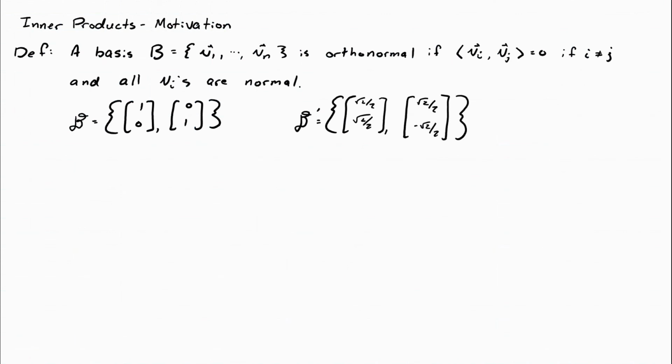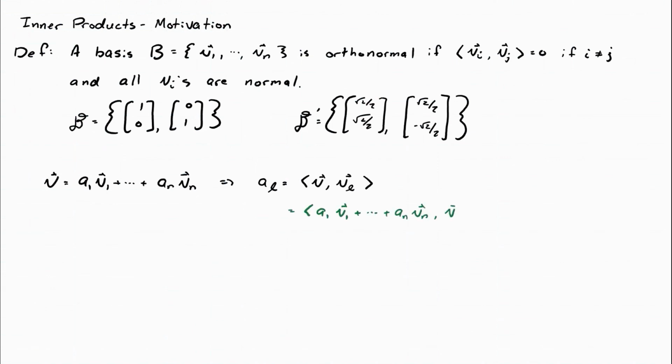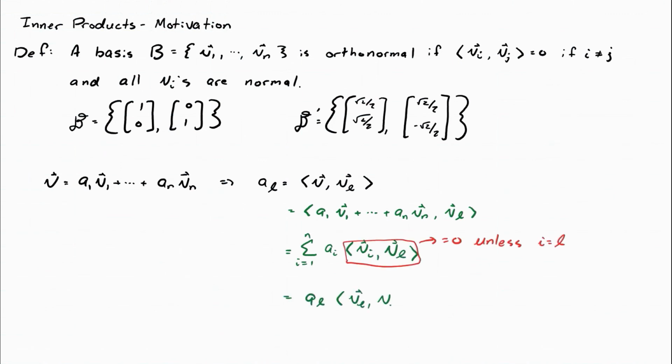This turned out to be the key property that makes that inner product trick work. If v is a linear combination of the vi's, then the coordinate a_l is the inner product of v with v_l. Just compute it. Plug in a. When you distribute, the inner product will be 0 unless the two basis vectors are the same, so this simplifies to a_l. Keep in mind this only works if the vectors v1 up to vn are orthonormal. If they aren't, everything breaks.